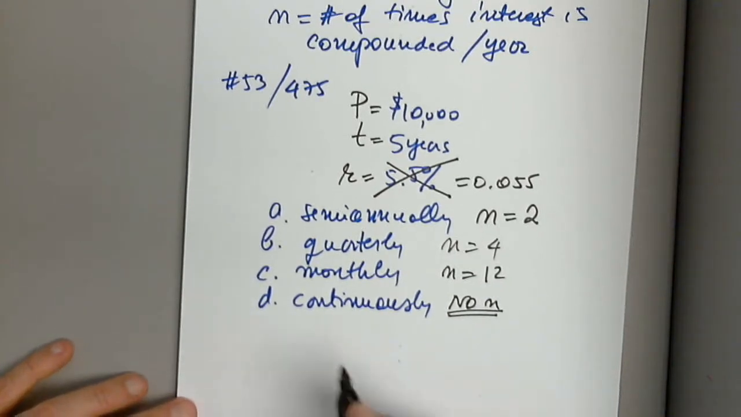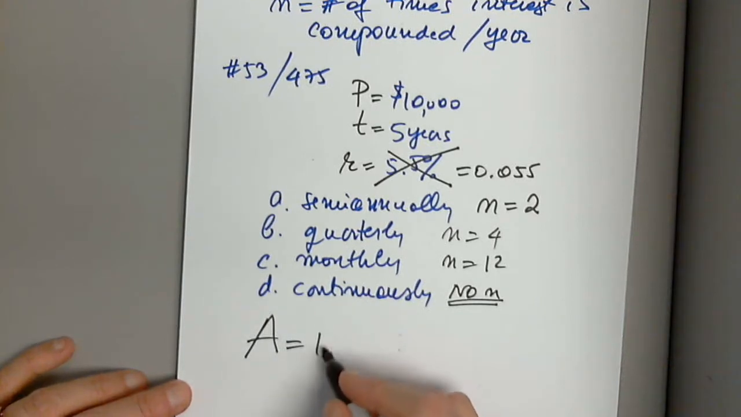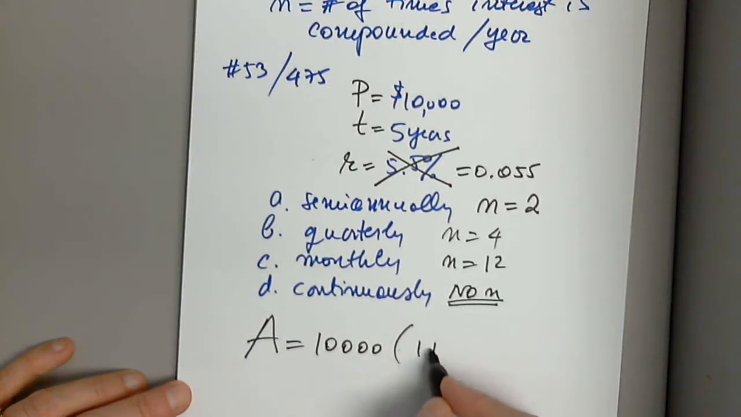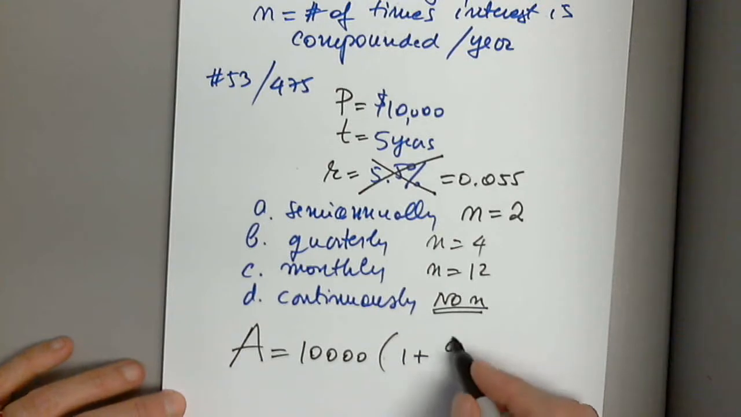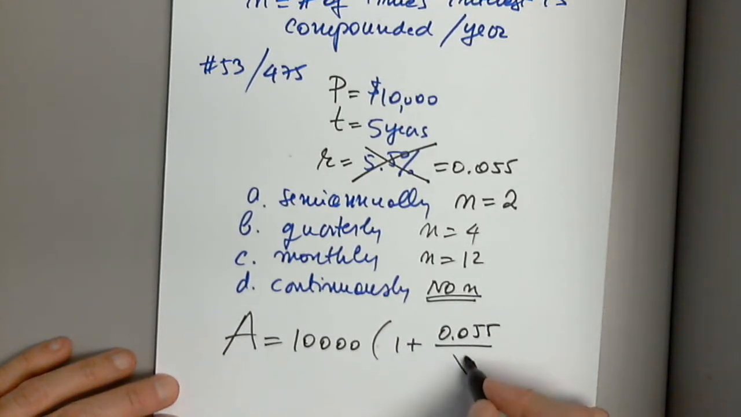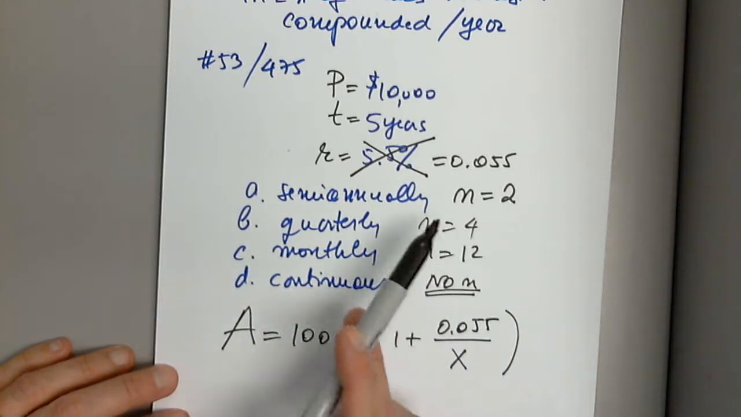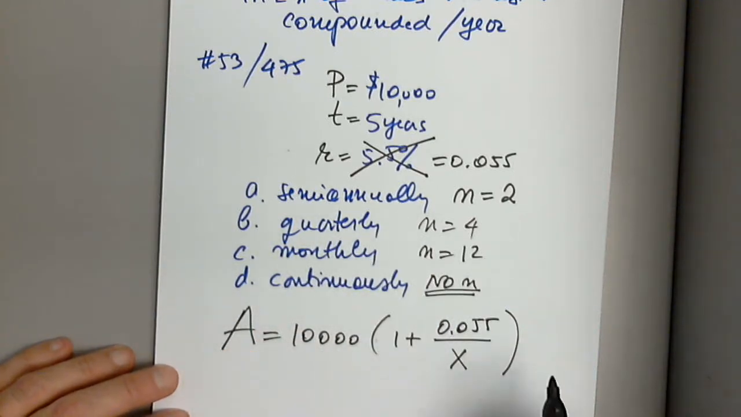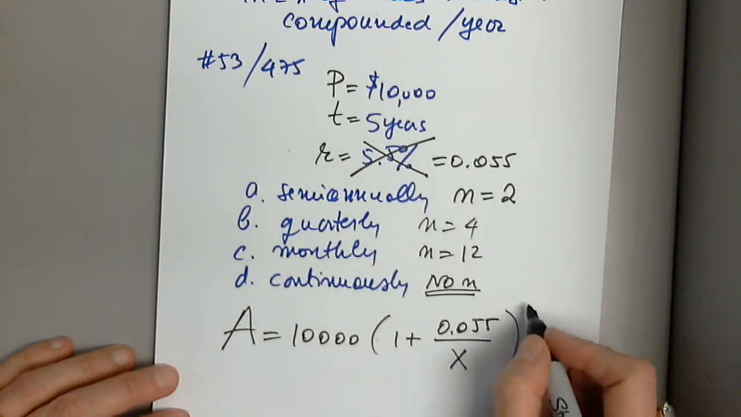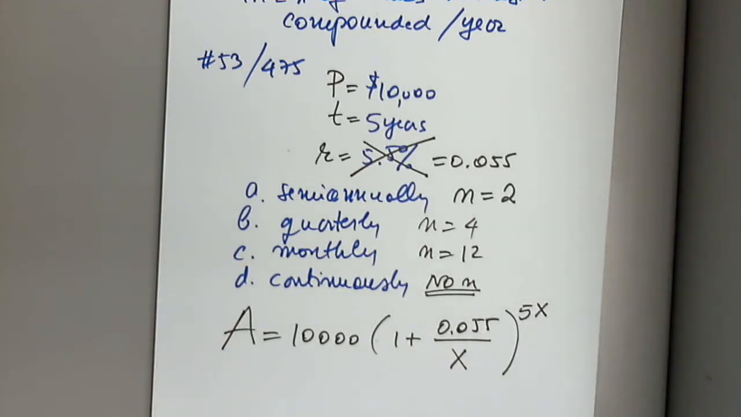Okay, so then here's the formula. A equals, the accumulated value will be, principal, you told me 10,000, in parentheses 1 plus R, 0.055, divided by X. I'm going to put X in the graphing calculator because I don't have N in the calculator. And the power will be X times T, which is 5, 5X.